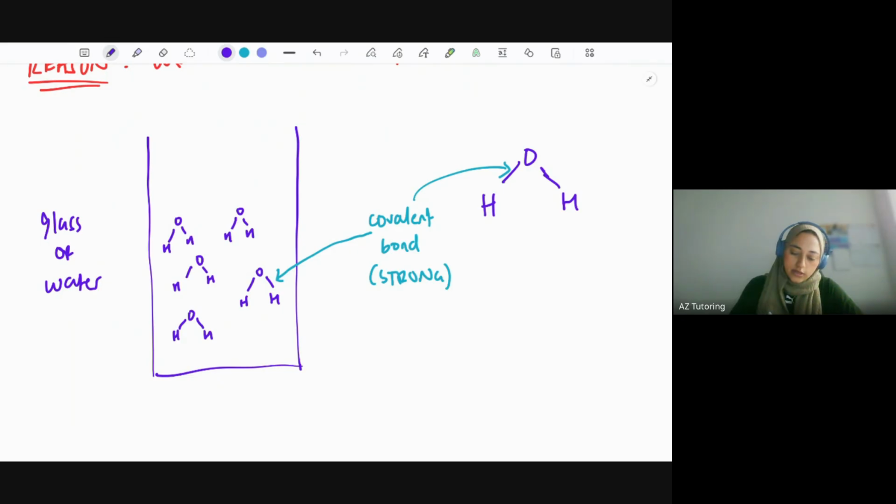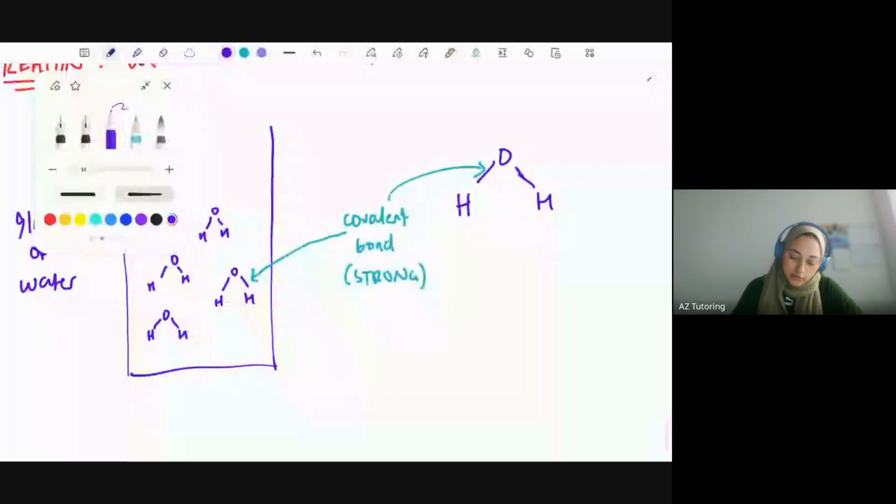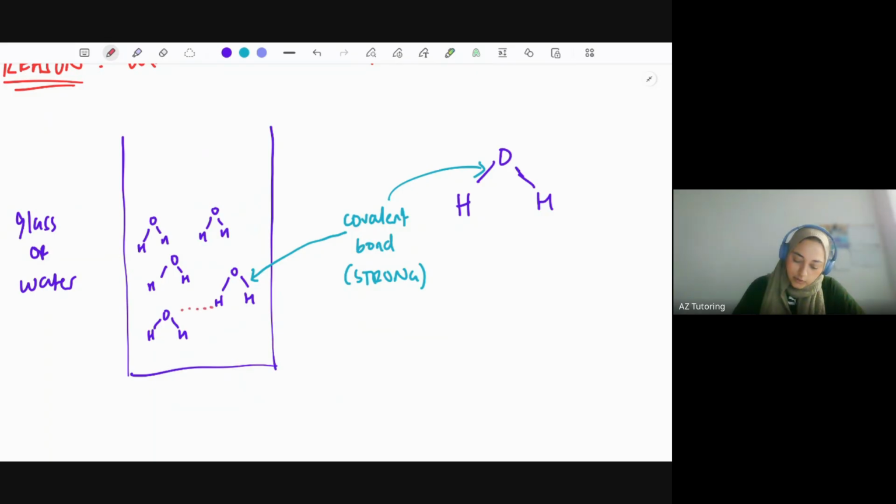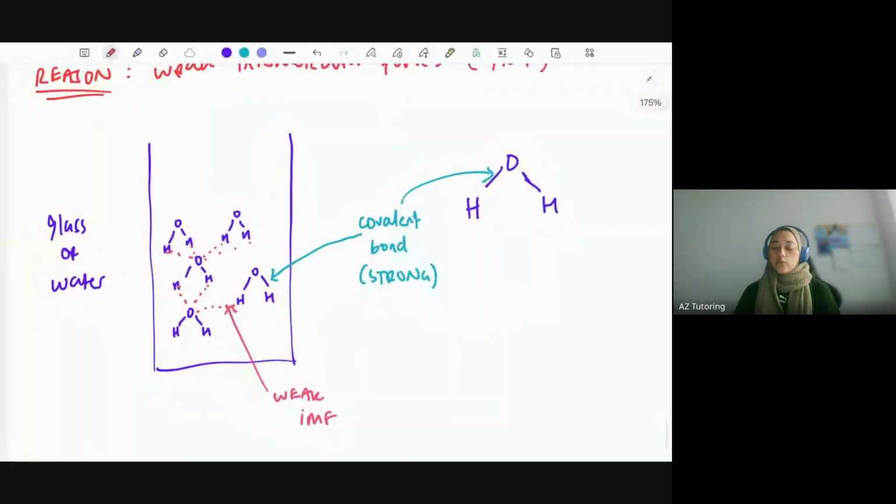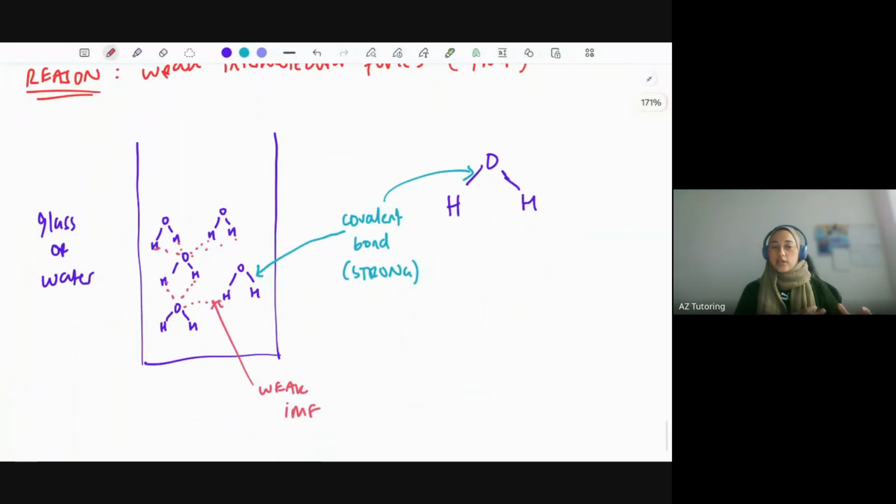I'll just draw them in, get a different color. The intermolecular forces are what join each of these together. So these here are the weak intermolecular forces. So whenever we're boiling water, we're breaking the intermolecular forces down, but not the covalent bond.